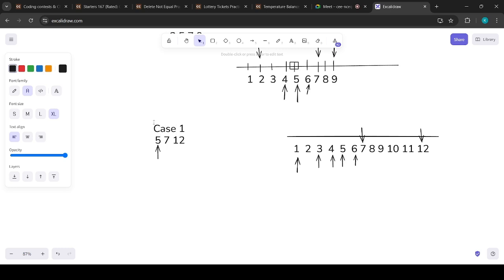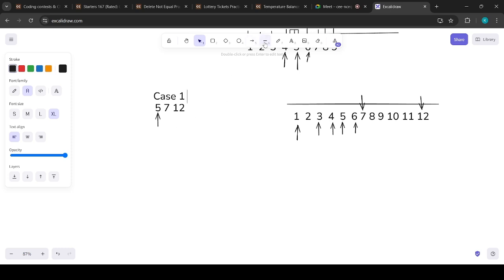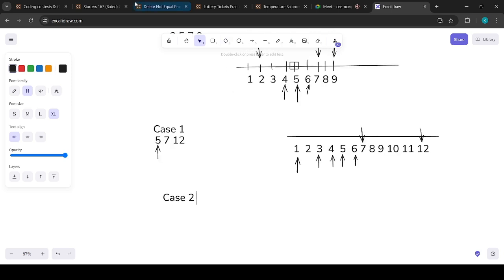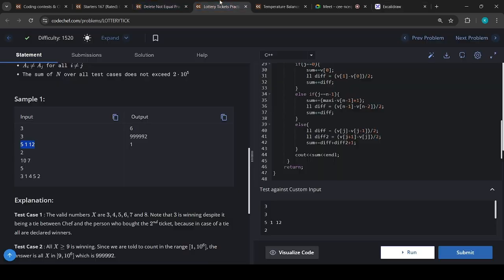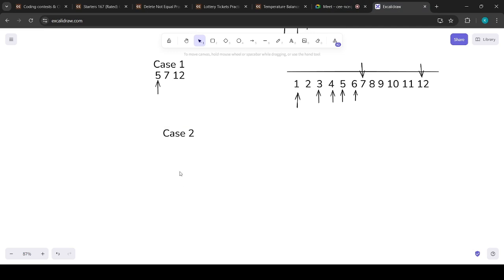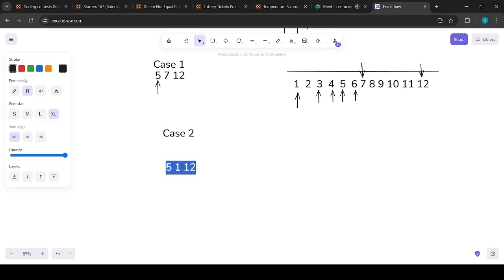Case 1. So there are also two cases. Let's discuss case 2. In what we discussed, which is 5 and 12, or let's take other numbers. Let's take this as 3, this as 10.